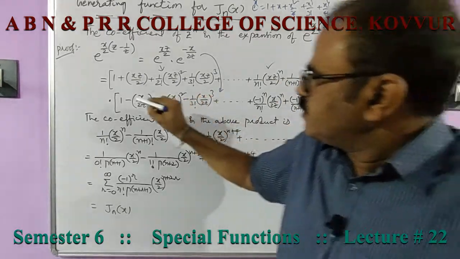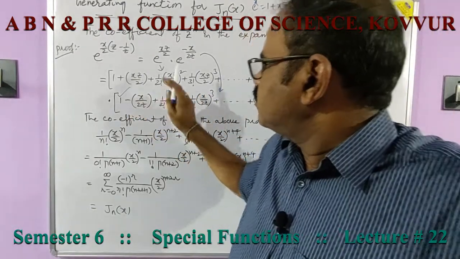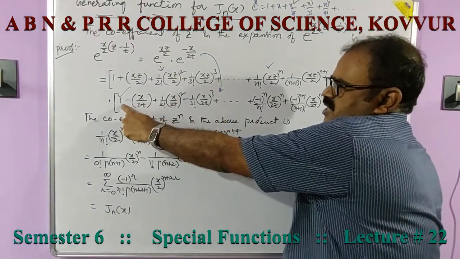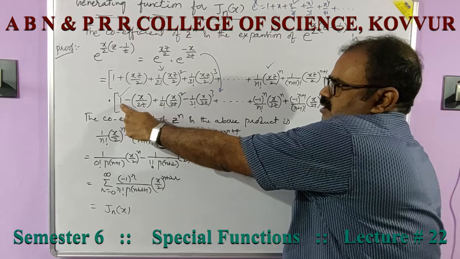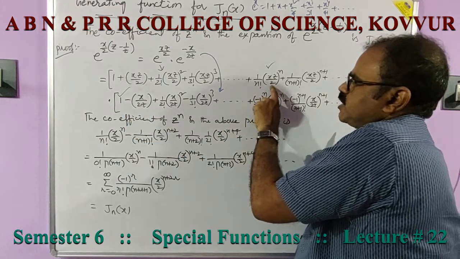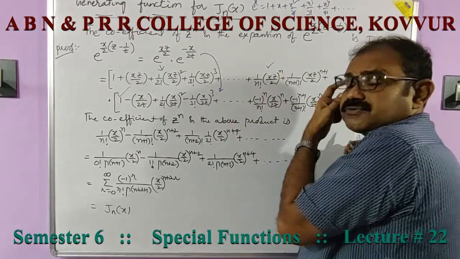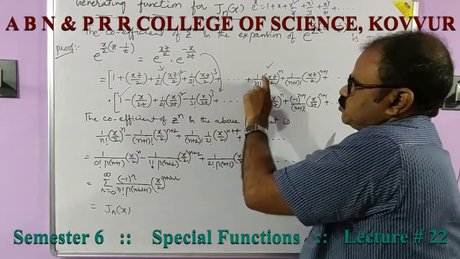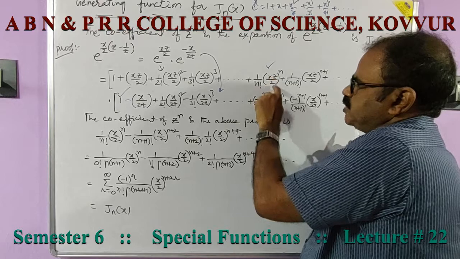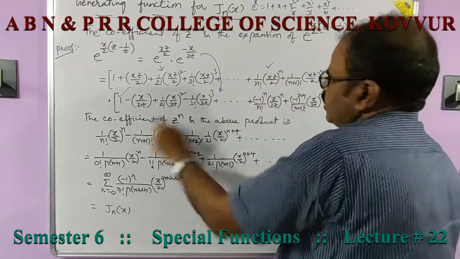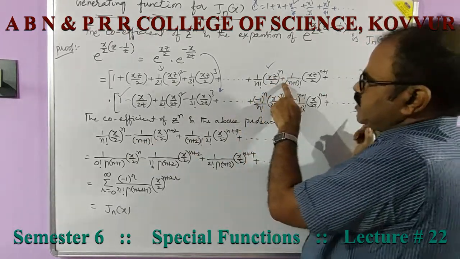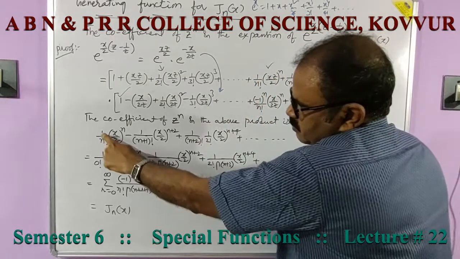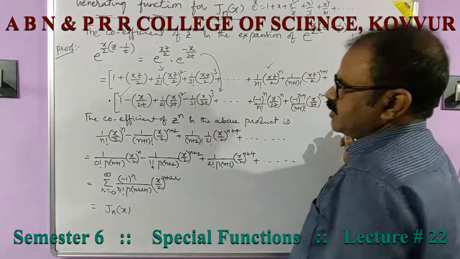If you multiply with this 1, this is the product x into y. So in this expansion, on multiplying 1 into this term, you get z power n. What is the coefficient of z power n here? After multiplying these two, 1 by n factorial into x by 2 power n, z power n. That is why the coefficient of z power n is 1 by n factorial x by 2 power n.